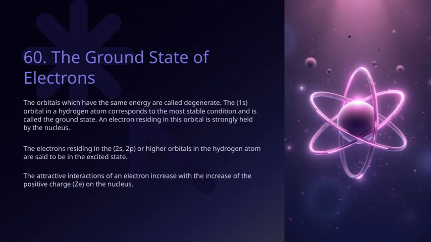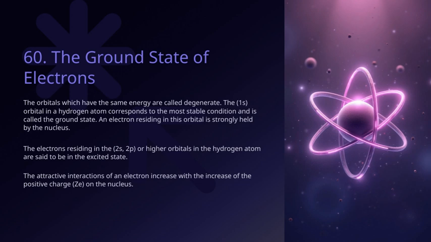Let's start by looking at how the attractive interactions of an electron change with the positive charge on the nucleus. As the positive charge, represented by Z, increases, the electrostatic attraction between the nucleus and the electron also increases. This means the electron is held more tightly as the nucleus becomes more positively charged.